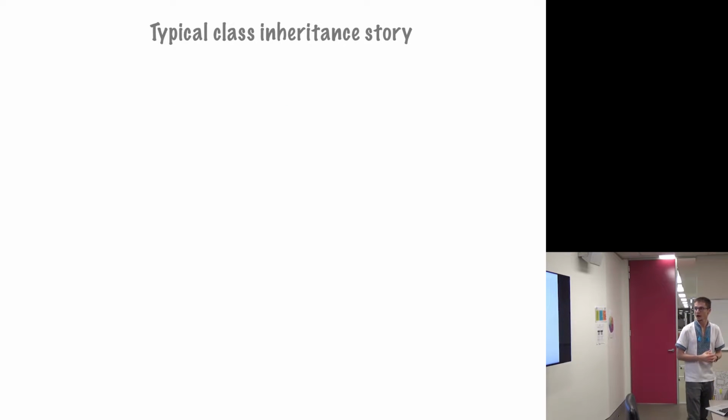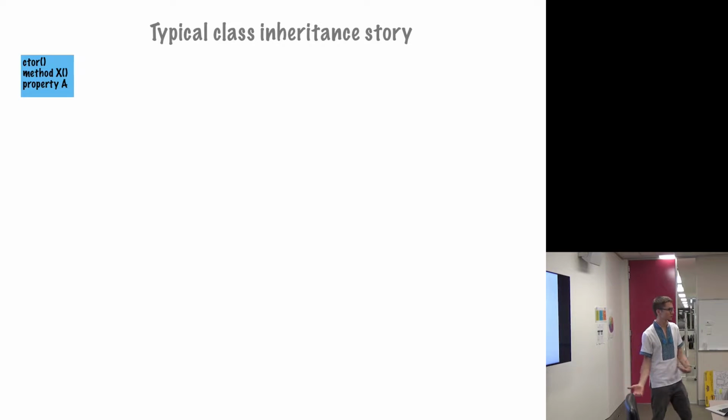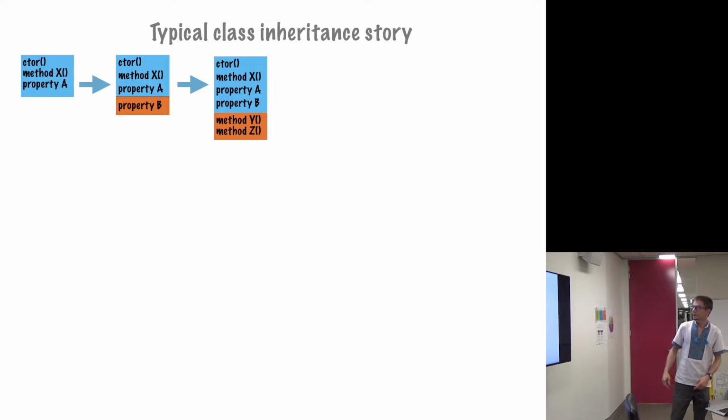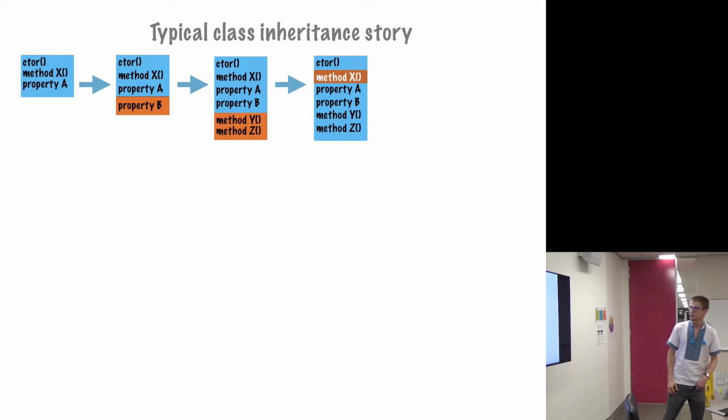Okay, so how does class inheritance typically look? Well, you have, let's say, a class with a constructor, method X, and property A. And then you need to reuse the implementation. In Java or C#, in any classical OOP language, you just inherit it. In this case, I add the property B. If you need to add more things, you inherit it once again. You have method Y and method Z. If your language supports it, you can even replace a method.